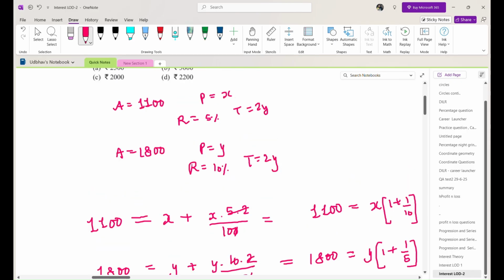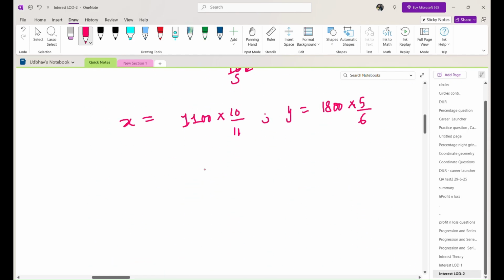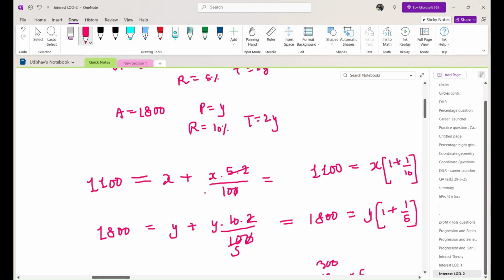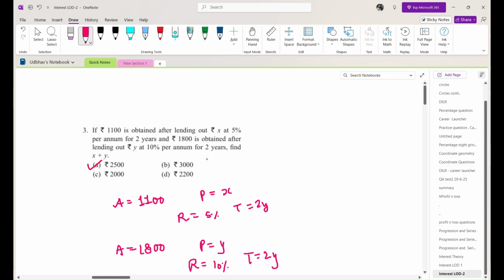Then we have to find x plus y, right? So x plus y will be just the addition of that. We can solve this: 1000, 1500. So x equals this and y equals this. So x plus y equals 2500.